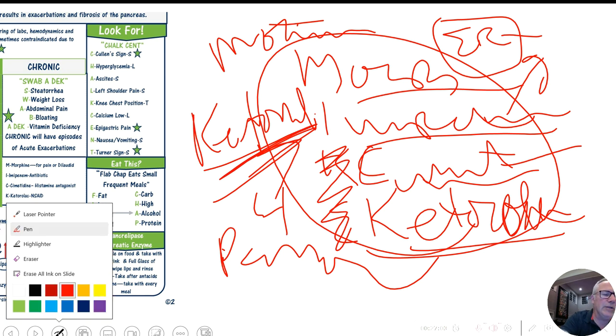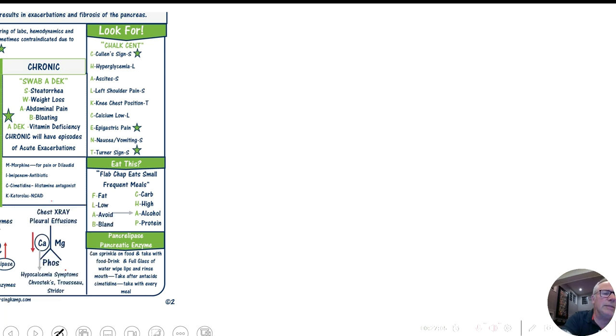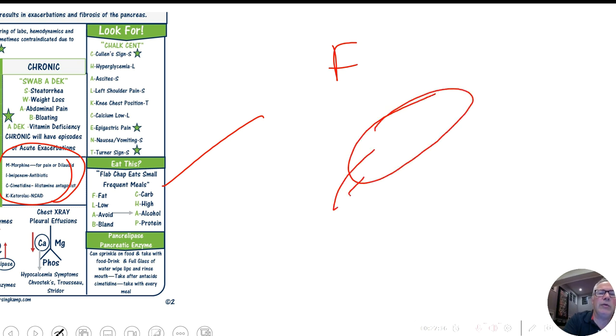All right, so some other things that you'll see. So that's some of the meds on acute that we do give. Ongoing, we do small, frequent meals. All right, just think about what's happening. The pancreas is having difficulty digesting and all that stuff. So you don't want to have large meals. You want to have small.